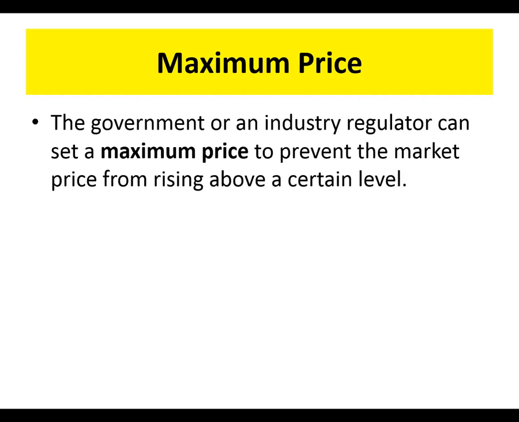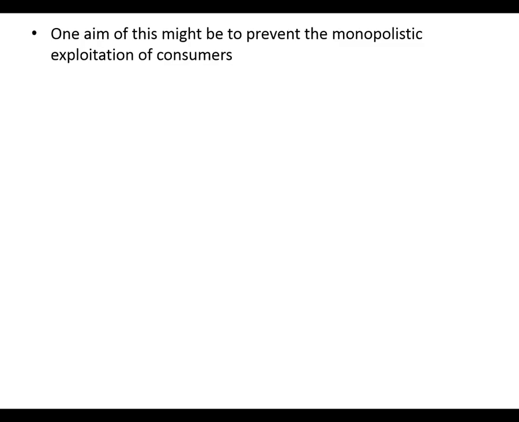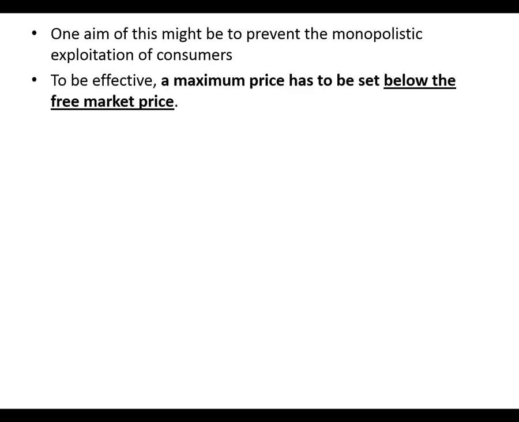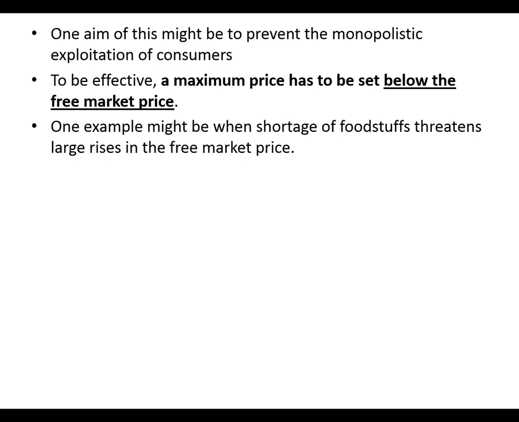So the government or an industry regulator can set a maximum price to prevent the market price from rising above a certain level. One main aim of this might be to prevent the monopolistic exploitation of consumers. So again, we don't want consumers to be exploited by too high a price set by the free market. To be effective, a maximum price has to be set below the free market price. So this has to be set below what would have been the free market price set in a market that is free from government intervention.